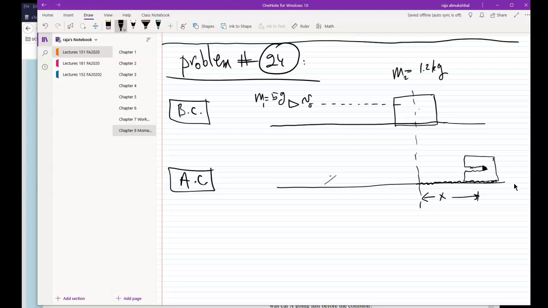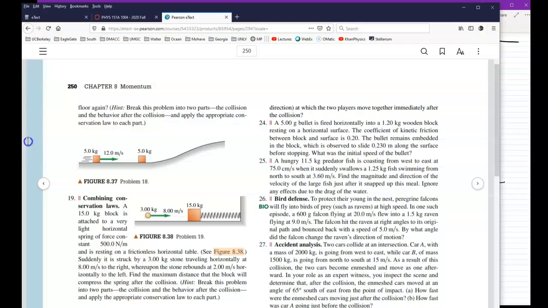The eraser doesn't work anymore. Bear with me. It's not working. Maybe I need to restart the computer.